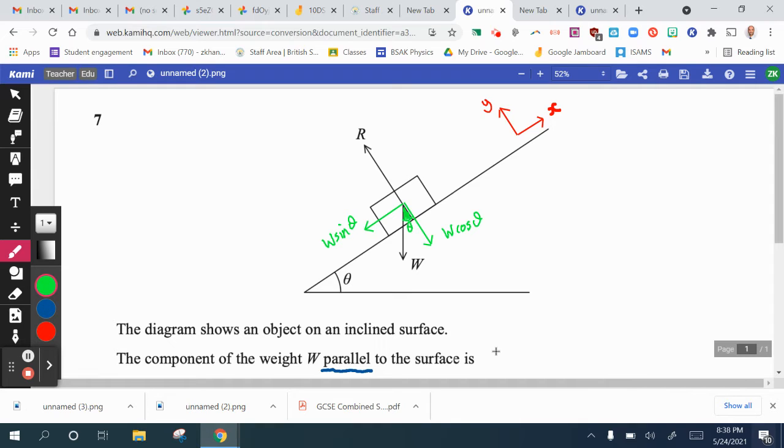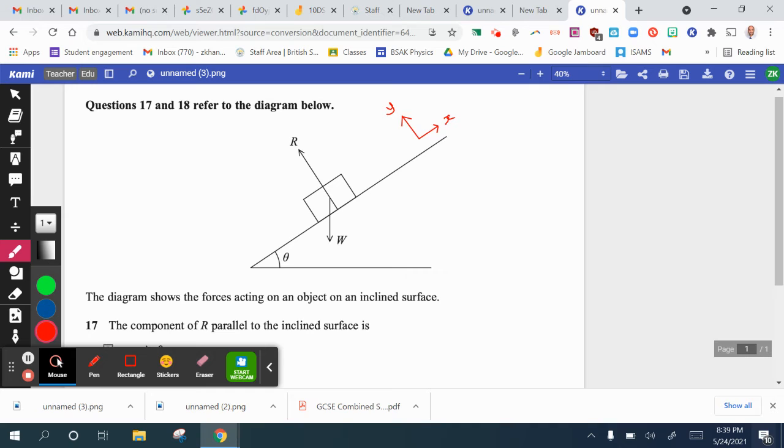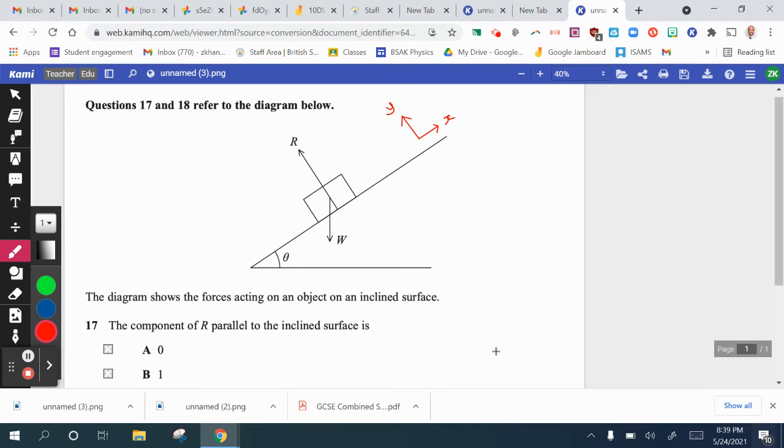Okay, so W sine theta is the component of the weight. So I'm concentrating on this. I'm not concerned with that there because the question is asking about the component of weight parallel to the surface. Okay, so that's W sine theta. If this question changed to the component of weight perpendicular to the surface, that would equal W cos theta because that component is perpendicular to the surface.